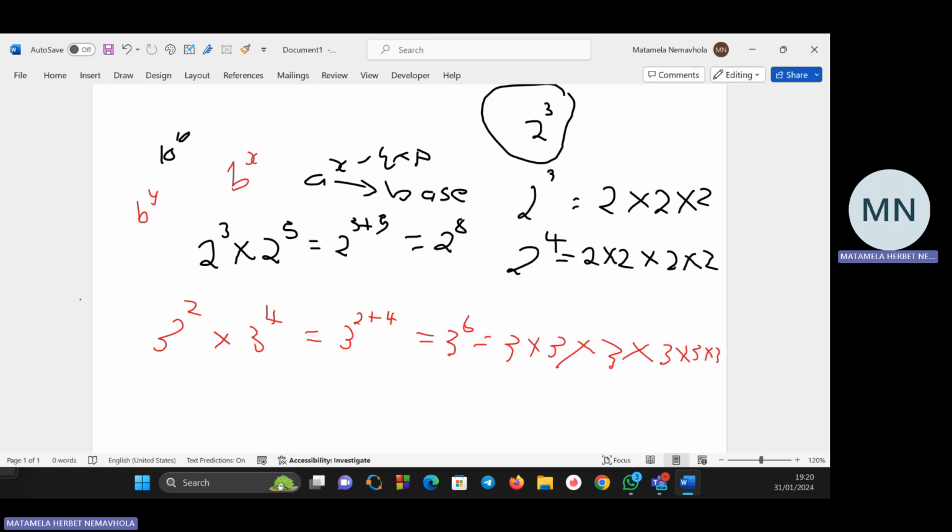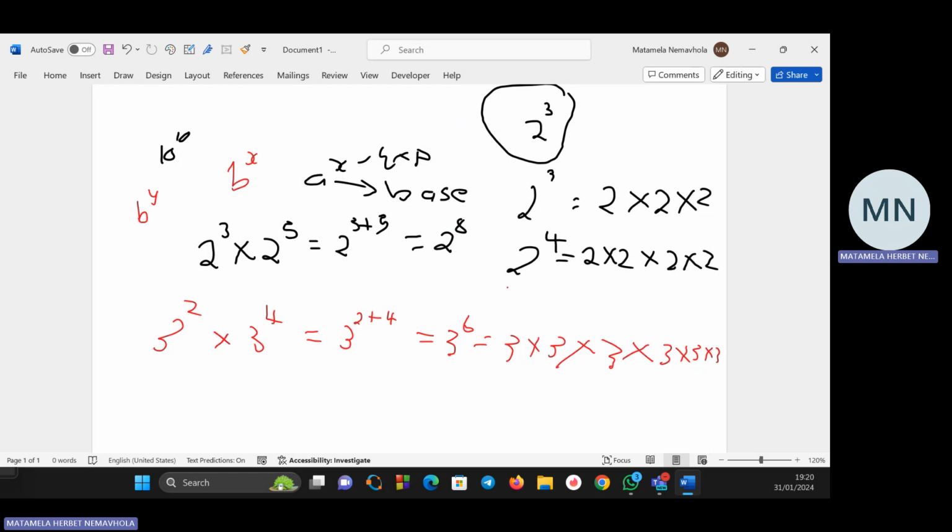For example, if you are multiplying 2 to the power 3 with 2 to the power 5, because the bases are the same, what we are going to do is add the exponents. So when we add the exponents, it means that we keep 2, then we say 2 to the power 3 plus 5. And 3 plus 5 is 8. Then with the answer, we're going to have 2 to the power 8.